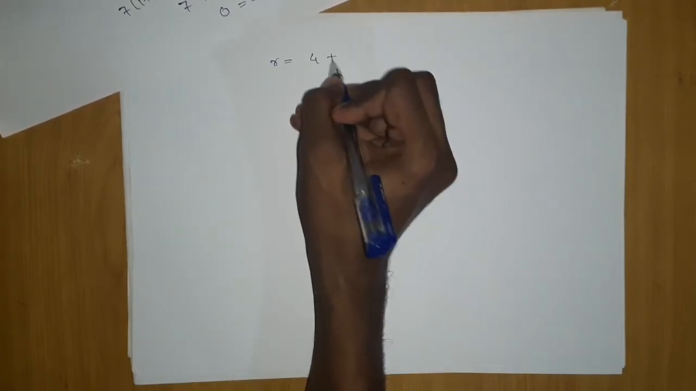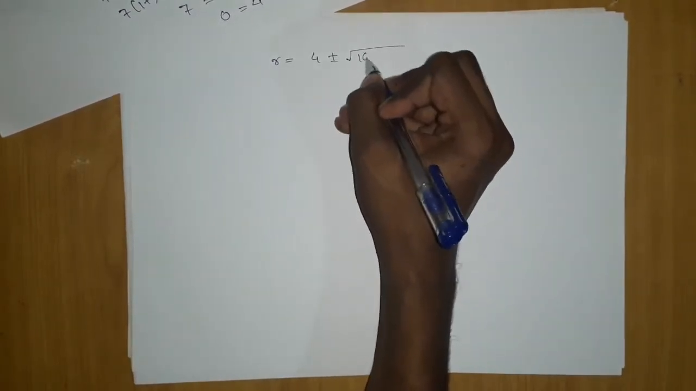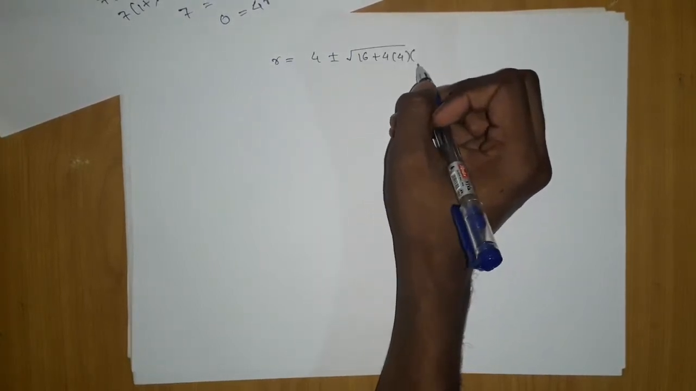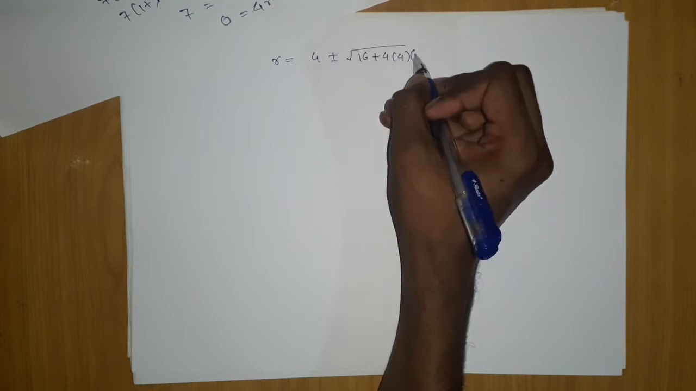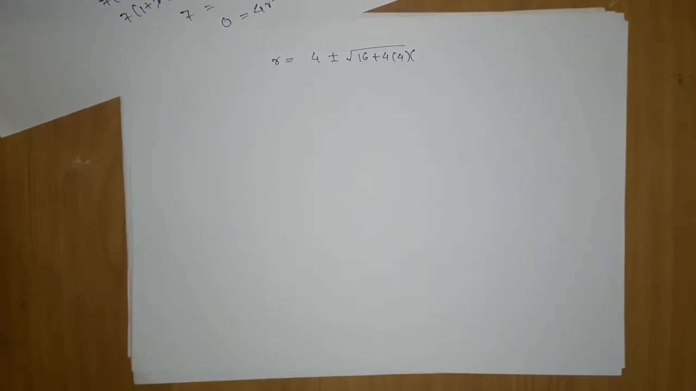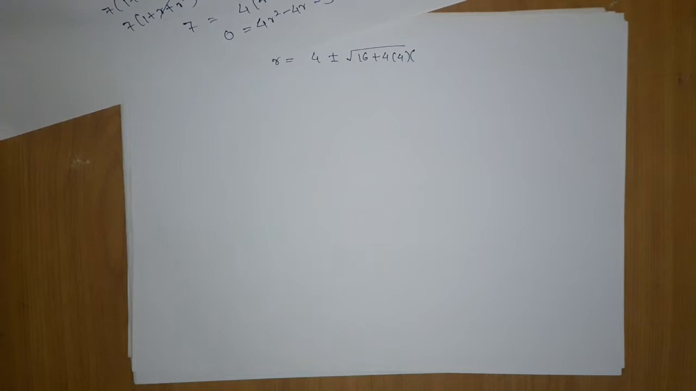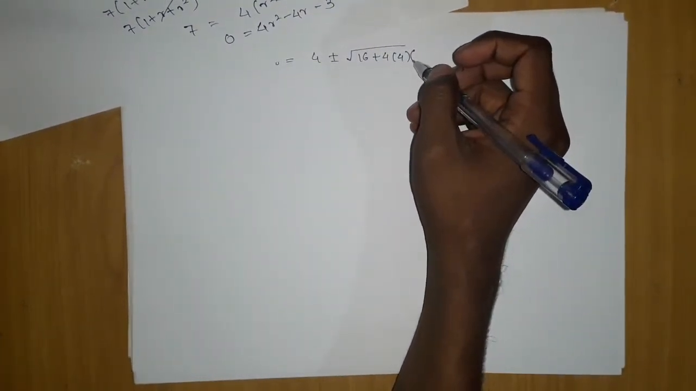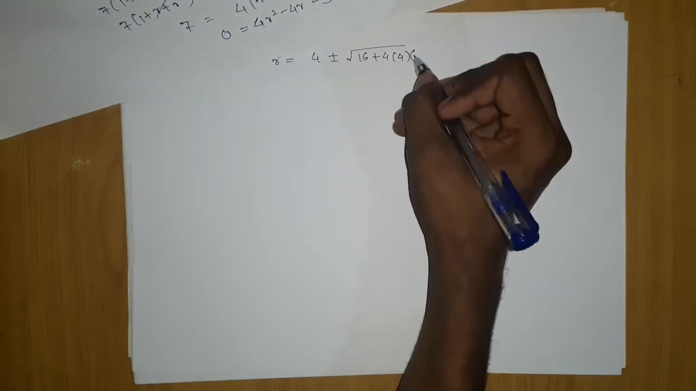If I try to get its r value, it will be 4 plus minus the square root of 4 into 4 into 4 into 3, which will make it, okay, which will make it what? 4.